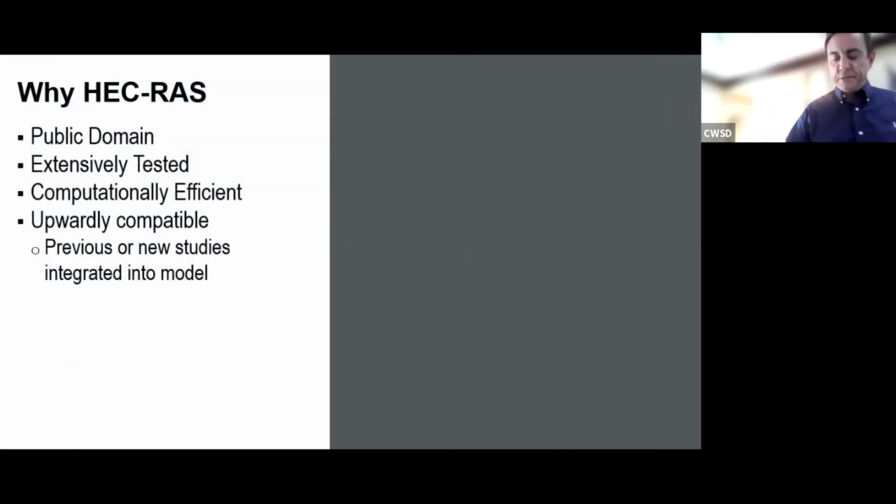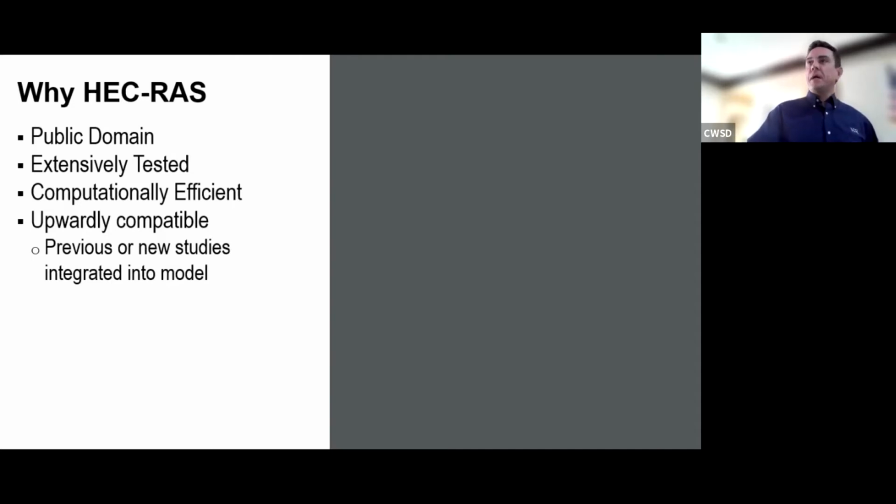So I'm going to talk a little bit about the hydraulics, how we did the modeling. We used HEC-RAS, which is a U.S. Army Corps of Engineers product. And why we chose that, it's a public domain software. So it's free, it's available to everyone, it's not proprietary. It's been extensively tested by the federal agency. It's very computationally efficient. They've done a lot of work on this software to really improve its computational efficiency. It's upwardly compatible, so you can take older studies and use the newer versions of the software and vice versa.